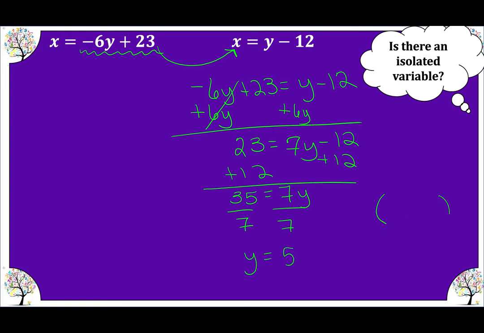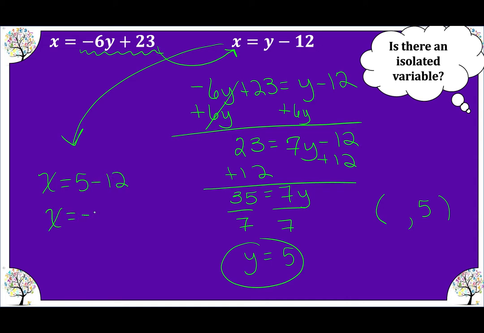So again, make sure we put it in the right spot of our coordinate. Now I'm going to take that y equals 5 and plug it into either of the equations. I'm going to plug it into the second equation. So x equals y, which is 5 minus 12. X equals negative 7. So negative 7 comma 5 is our point of intersection. This is going to be in quadrant 2, so negative positive. So our two lines are going to intersect in quadrant 2.